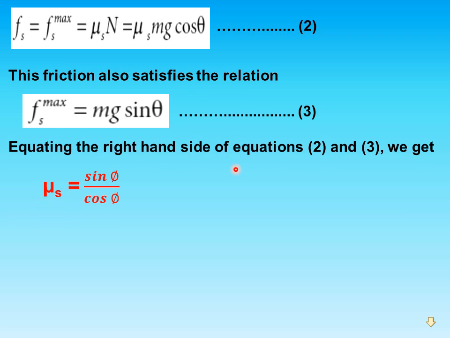Equating the right hand side of equations 2 and 3, that means instead of Fs max we substitute mg sin theta here. So mg sin theta is equal to mu s mg cos theta. If you take mu s to the left hand side, we get mu s equals mg sin theta divided by mg cos theta, or sin theta divided by cos theta. You can cancel both the mg and mg.